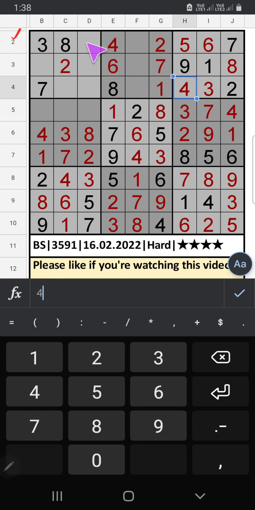Second row, 2 numbers are remaining, 1 and 9. Column F we have 1, so 1 can't come in this cell, 1 is confirmed here, then 9 is here. Column F, 2 numbers are remaining, 3 and 5. Fourth row we have 3, so 3 can't come in this cell, 3 is confirmed here, then 5 is here.